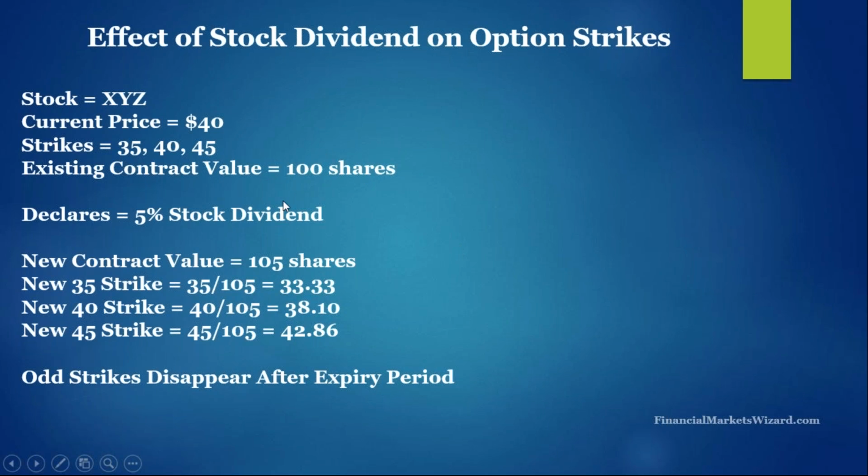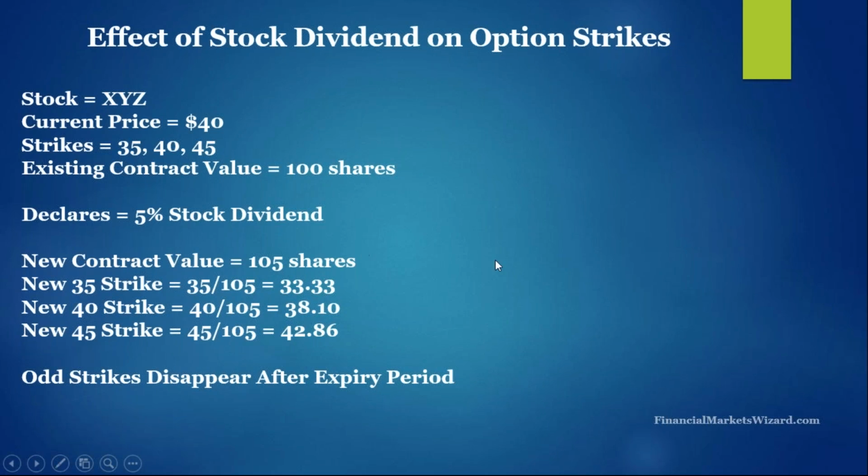So we know that. Let's say the company declares a dividend of 5%. Now it means that each option will hold, instead of 100 shares, 105 shares. So they will have two different strikes. One is the 35 strike, which, for the new buyers, will control 100 shares.